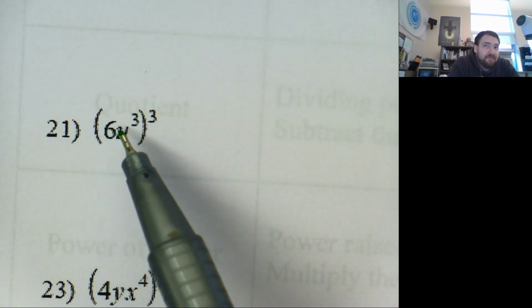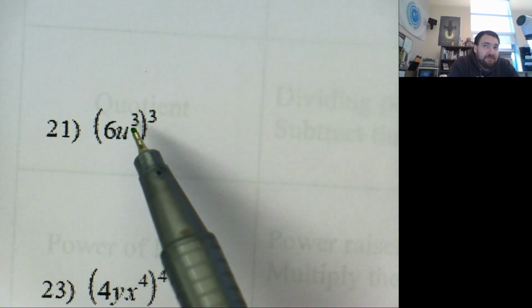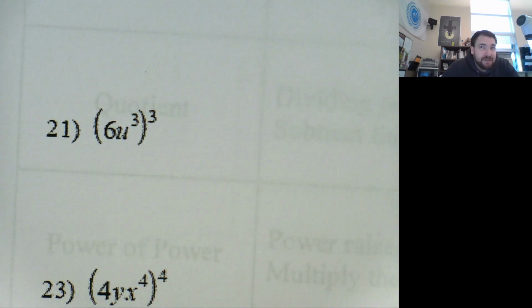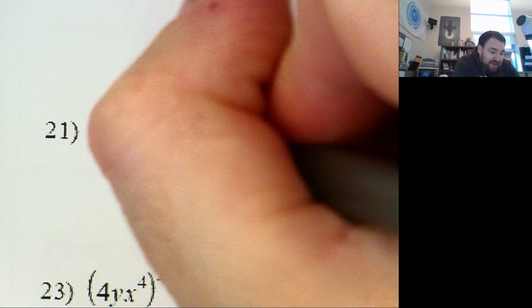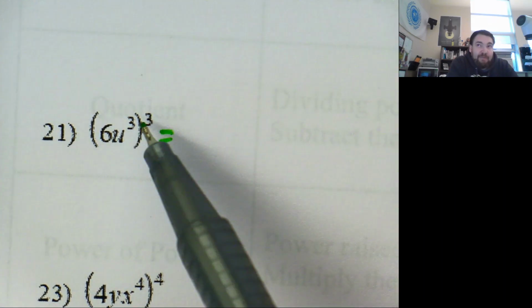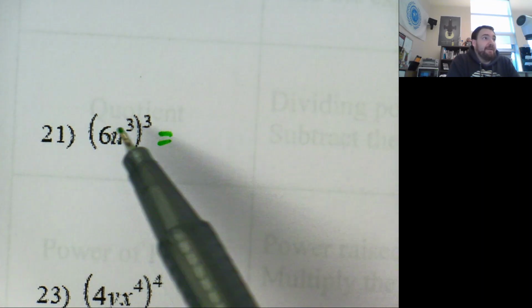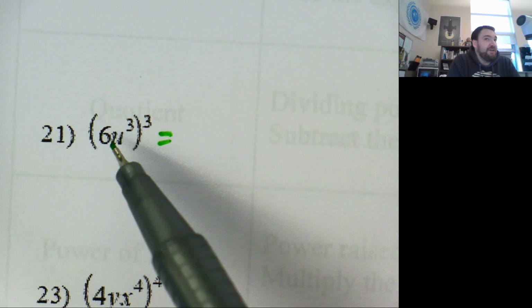I've got something inside a set of brackets. There's a power on this one, and there's a power outside. So the exponent law we just looked at says when I've got a power to a power, I'm going to multiply the exponents together. But I've got two things inside that bracket, so does anyone want to take a guess at how this is going to go?